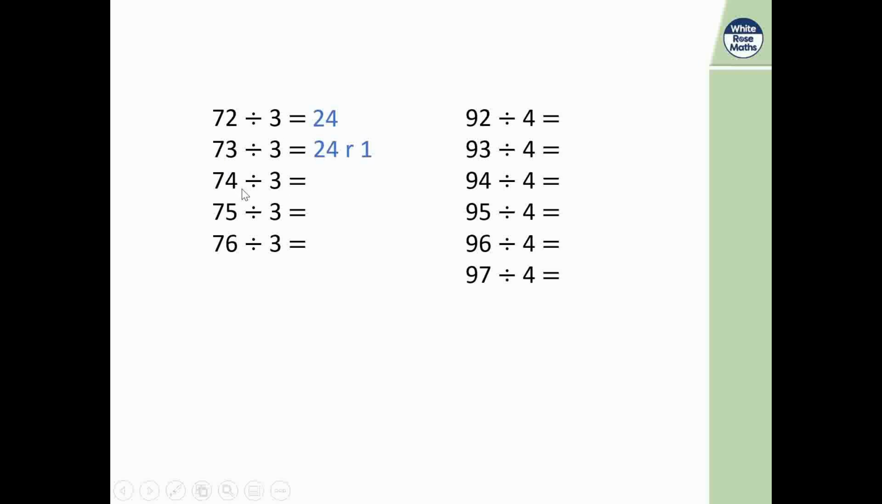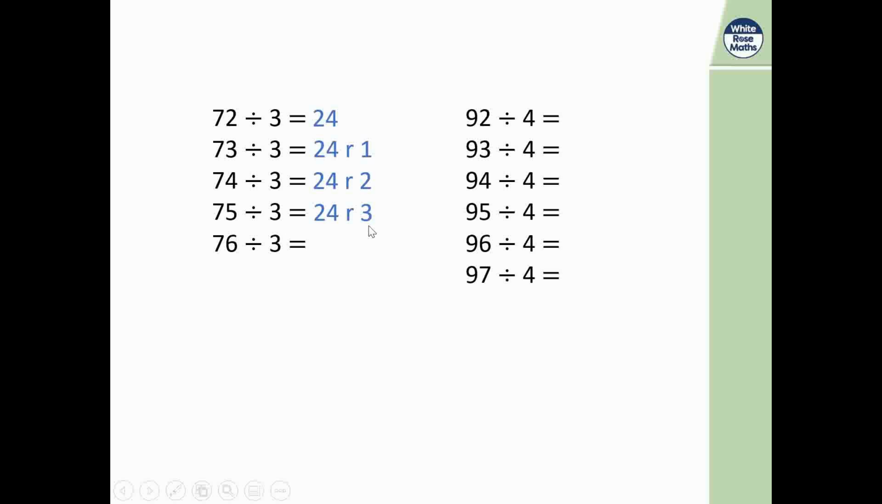So it will be just 24. Okay, because it's 1 less, it won't have this extra remainder. However, 74 divided by 3 will give you what? Remember, it's 1 more. So that will give you 24 remainder 2, because it is 1 more than 73. Do you see? 72 divided by 3 is 24. 73 divided by 3 is 24 remainder 1. 74 divided by 3 is 24 remainder 2. 75 divided by 3 equals what? 75 divided by 3 equals 24 remainder 3.